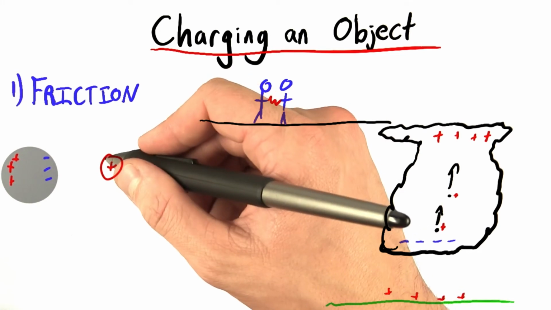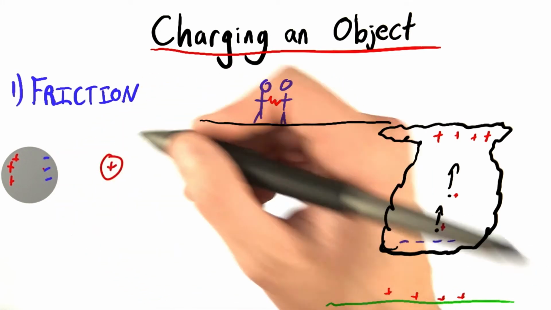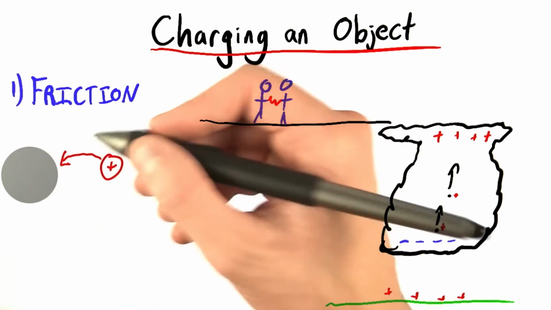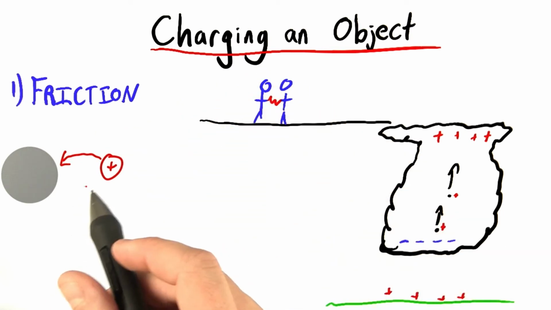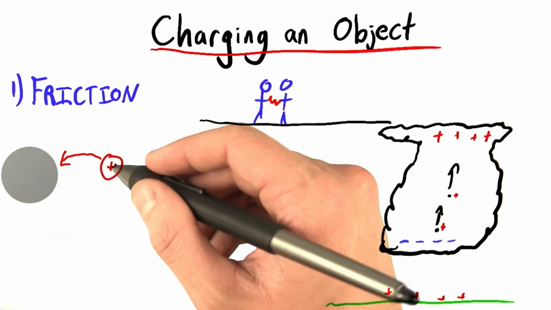Fine. But what happens if this ball touches that ball? So we bring this over, let them touch, and remember, they're both conductors. So I want to know, what do you think will happen when I touch this ball to that?